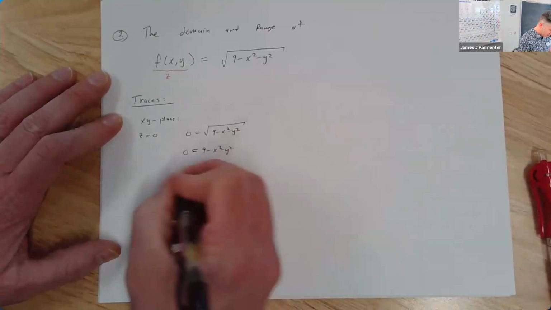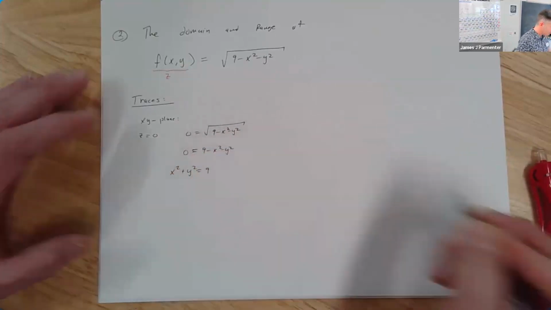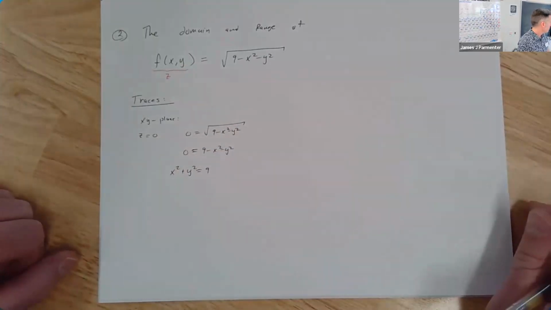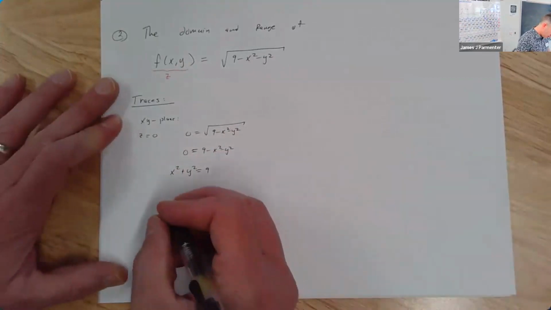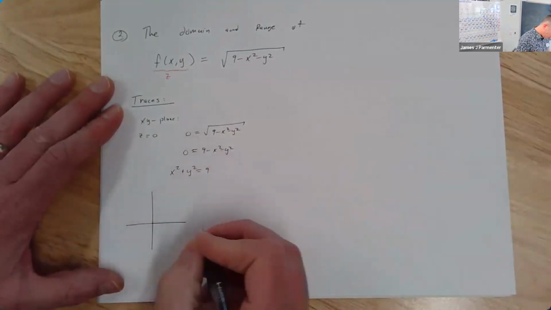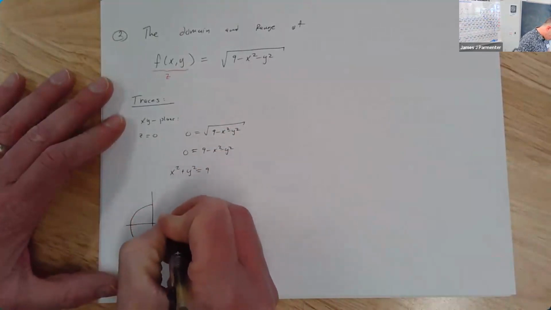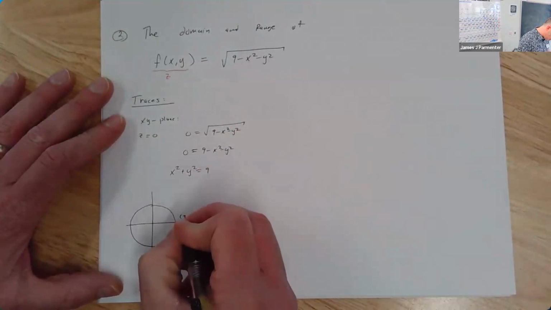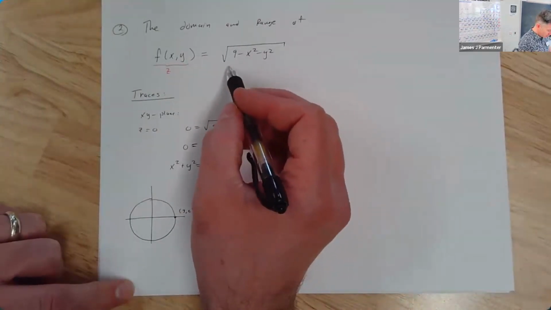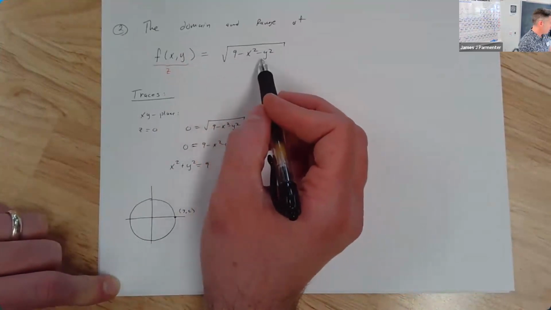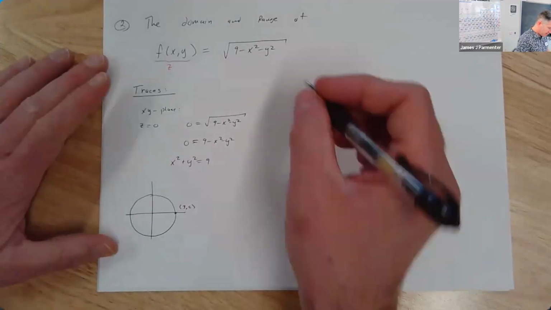And if I add x squared and y squared to the left-hand side, I get x squared plus y squared equal to 9. That's a circle of radius 3. So in the xy plane, we're getting a circle of radius 3. It was already in the function. So we started off with the square root of 9 minus x squared minus y squared. Yeah, just an example function. Let's find the other traces.